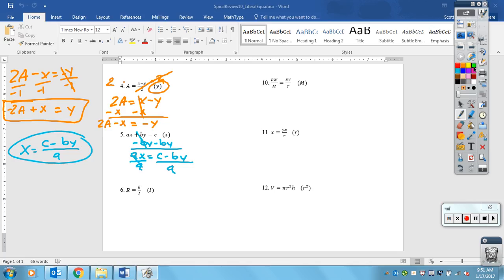Number 6. Different variables, and it's just to solve for I. It's in the denominator, so it's kind of tricky, but let's get rid of that whole fraction thing. Multiply by I and multiply by I. It's still I times R, so we're not done, but at least now we can solve for I a little bit easier. Divide by R, do the opposite. I equals E all over R. For number 6.